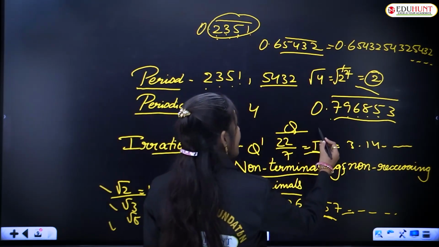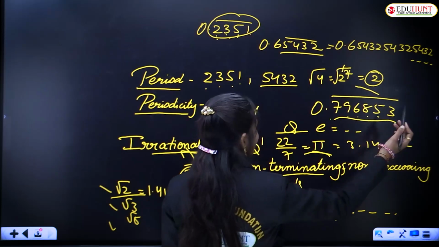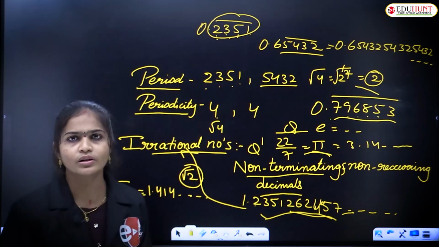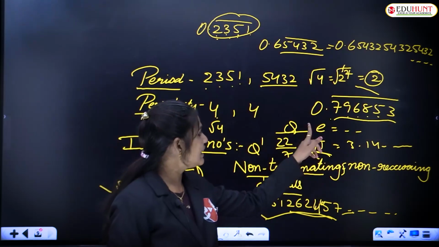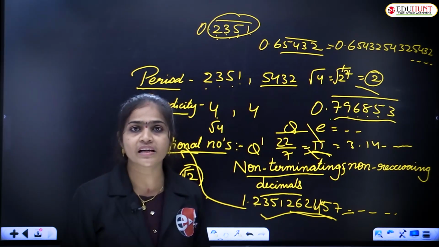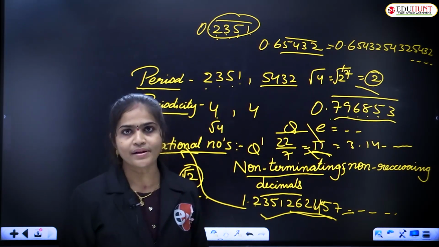As well as small e. E also is 2 point something, a long decimal number you will get. So pi and e, those two are also examples of irrational numbers.